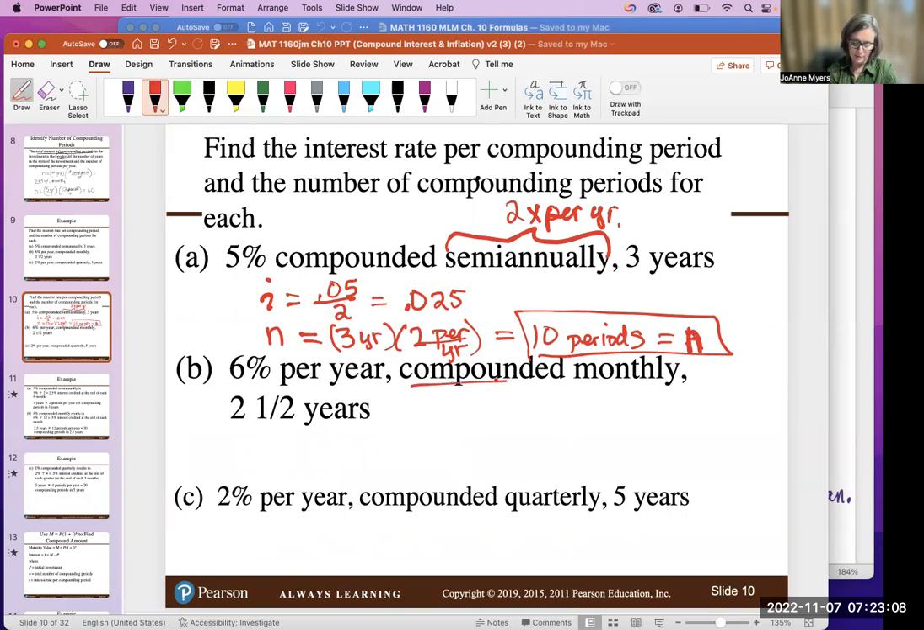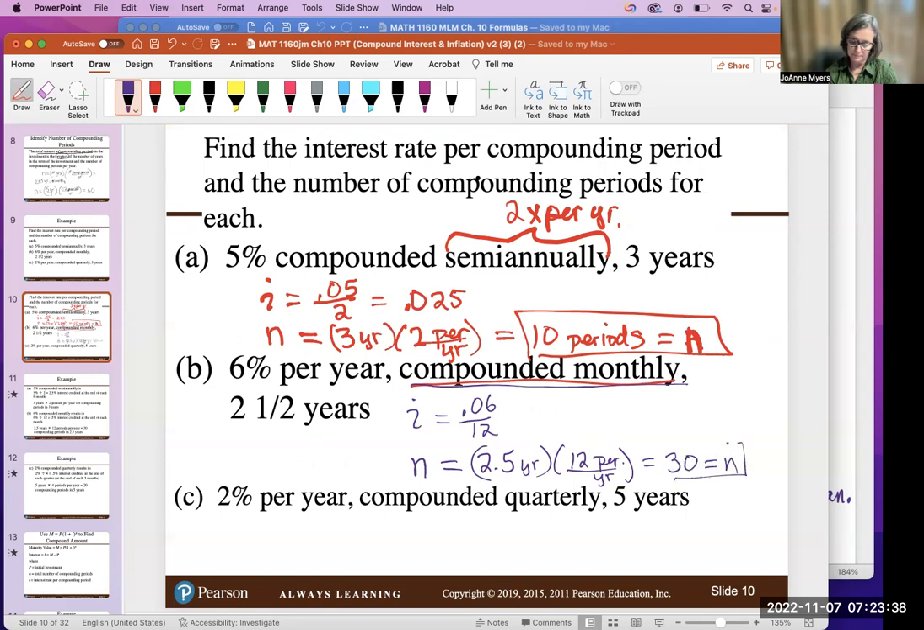6% per year compounded monthly. Compounded monthly, my I will be 0.06 divided by 12. My N will be 2.5 years times 12 periods per year. So my N is 30.